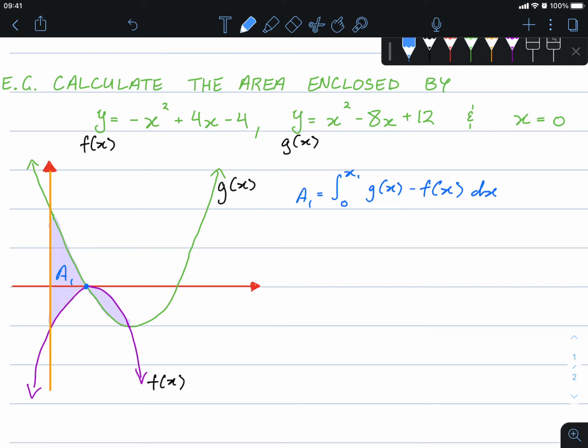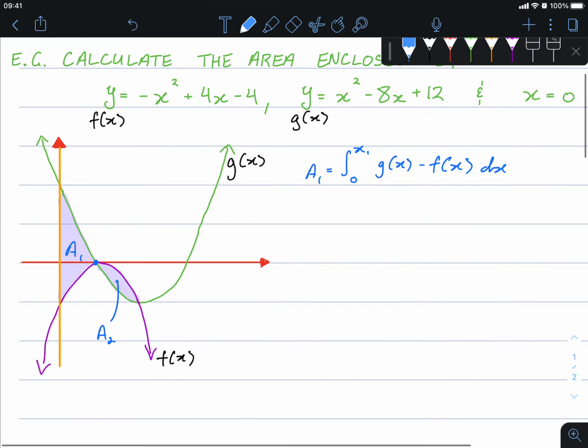But then for area 2, this area here, notice how the functions switch as to what is above and what is below. So for area 2, it's actually going to be from x1, we don't know what that is yet, to x2 of f of x minus g of x.